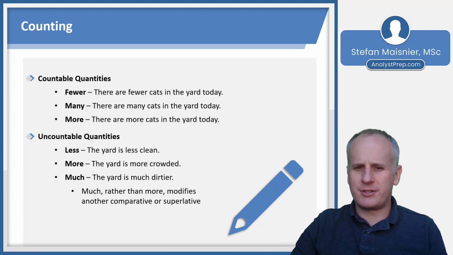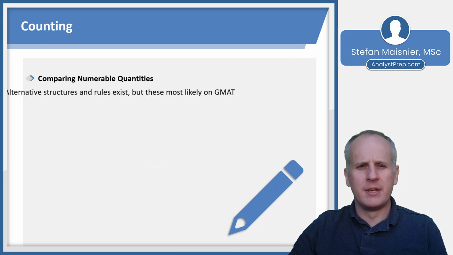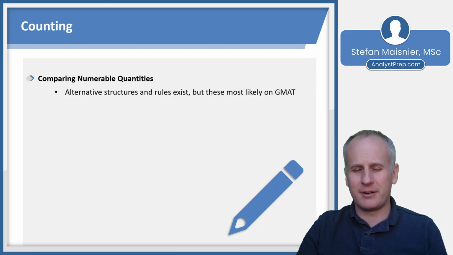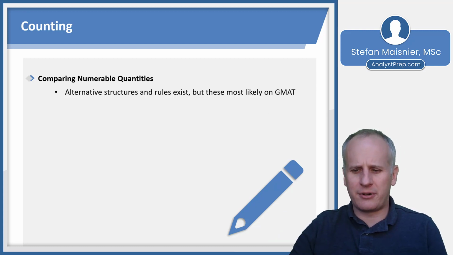So let's consider what happens when you're comparing explicitly numerable quantities. Recognize that there are alternative structures and rules that exist, and there are some ambiguities in those rules as well. If we're just considering the prior examples, I could have said the number of cats in the yard is lower today than it was yesterday, and that would be acceptable, although it's a lot more succinct to say there are fewer cats today in the yard. But these are the most likely that you're going to encounter on the GMAT.